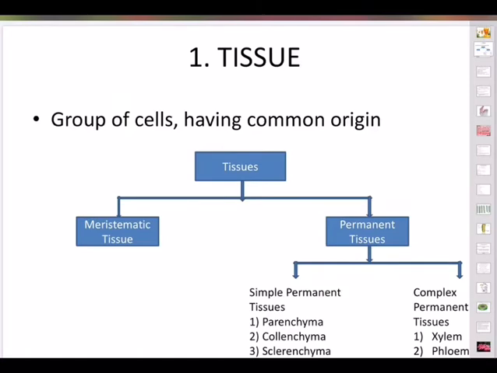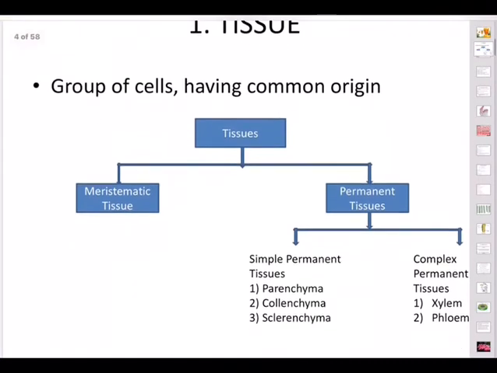And in plants there are two types of tissues: meristematic tissue and permanent tissues. Meristematic tissue, of course, is a very specialized tissue which is present only in plants. None of the animals have meristematic tissue. What is the speciality of this meristematic tissue? It makes the plant grow throughout life. So plants grow throughout life because of the presence of meristematic tissue, whereas animals cannot grow throughout life.